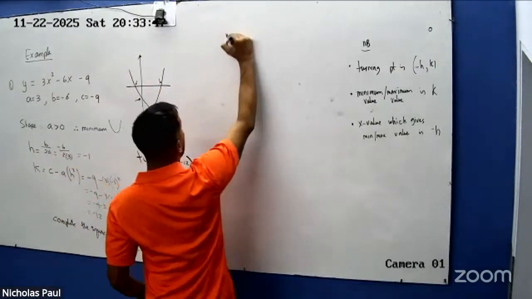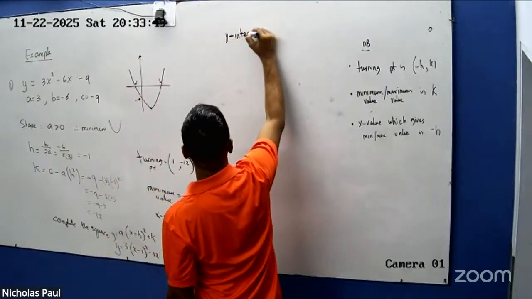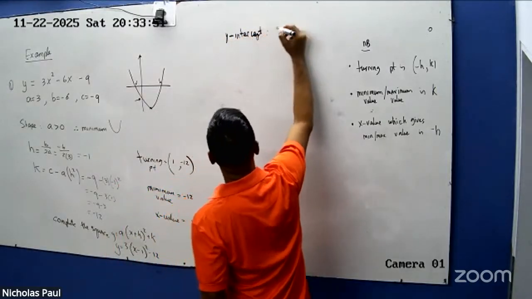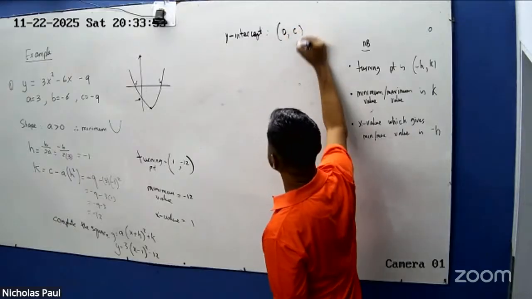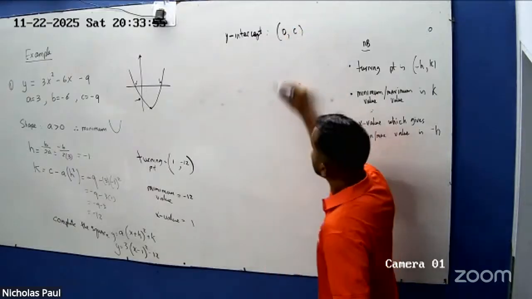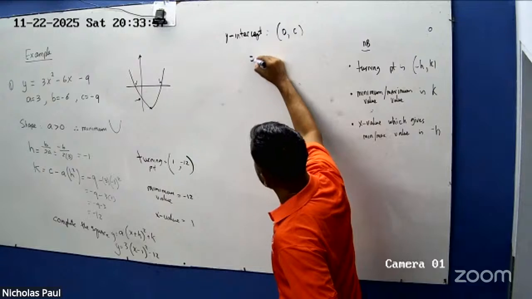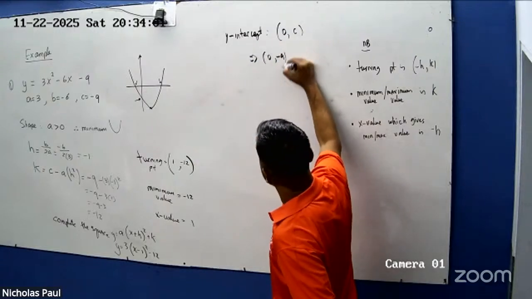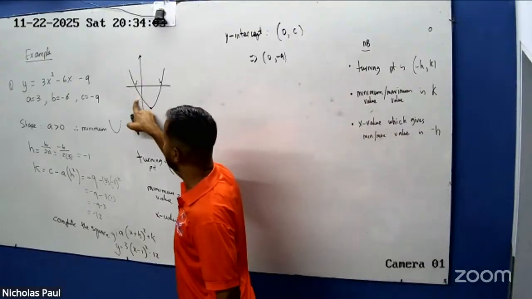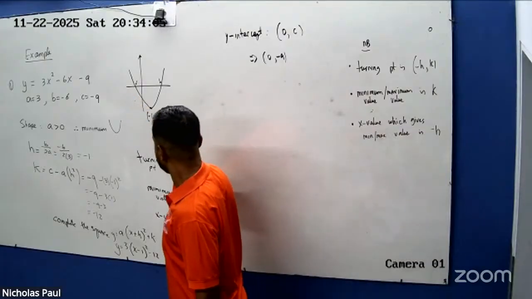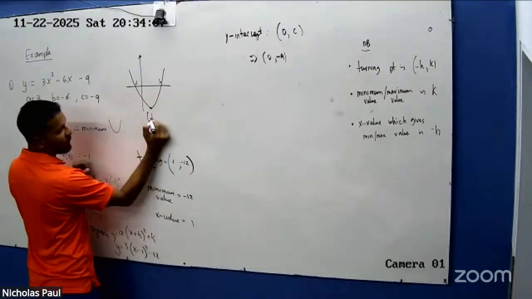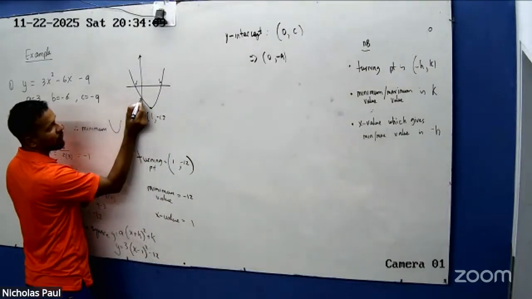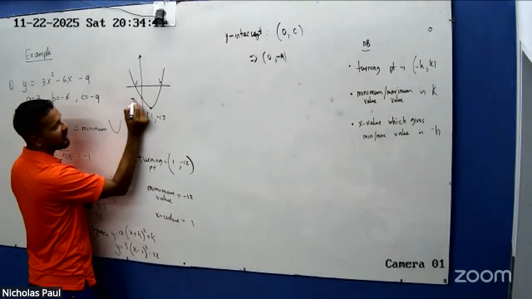So let's start with the y-intercept because that's really easy. The y-intercept is always (0, C) all the time, right? So we know in our example here, the y-intercept is (0, minus 9). So we know that this value is (1, minus 12), and this value here is minus 9.